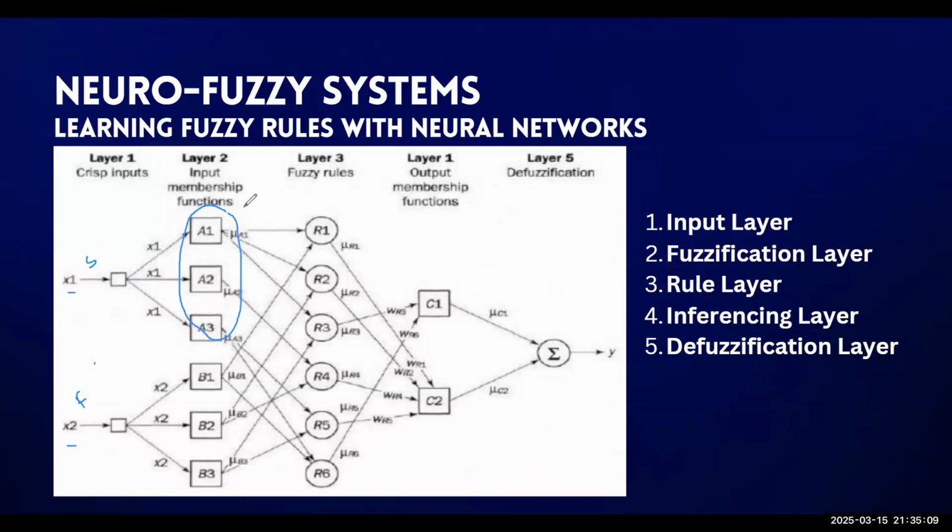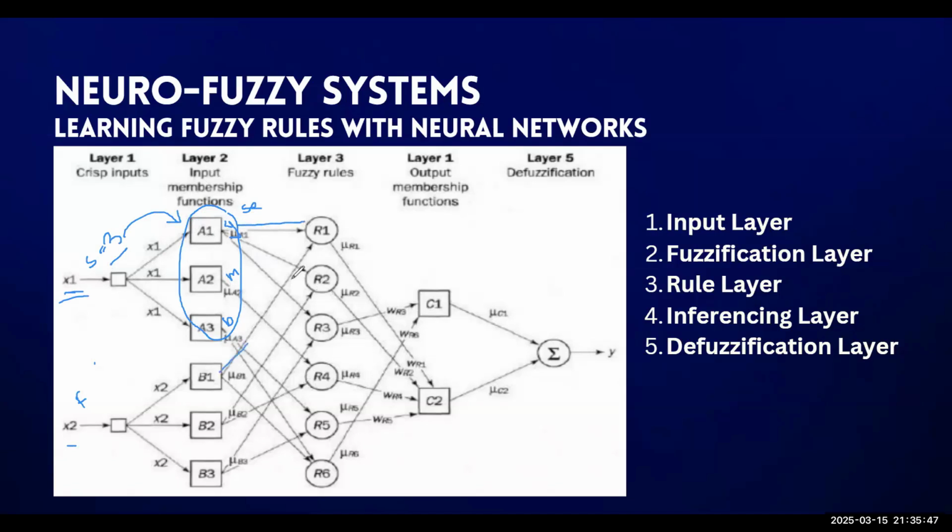Yeah, these are the linguistic terms of the input variables. So this might be good, this might be medium, this might be bad, like that. We give this crisp value that we are getting, service equals 3, and we are giving that value to get the membership value for these linguistic terms. Membership value means the probability of this value belonging to this one. That's what membership means. After getting that, we can map them to these rules.